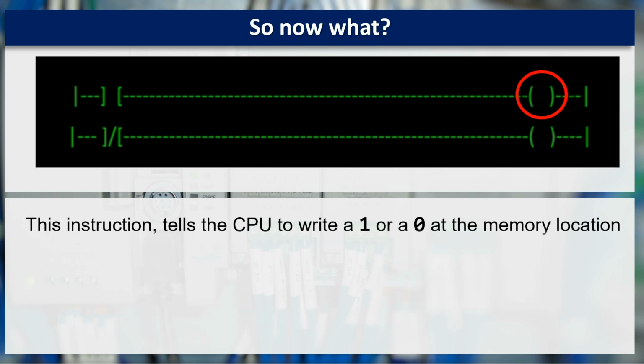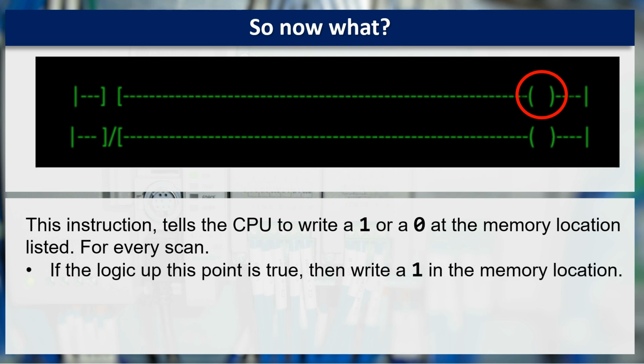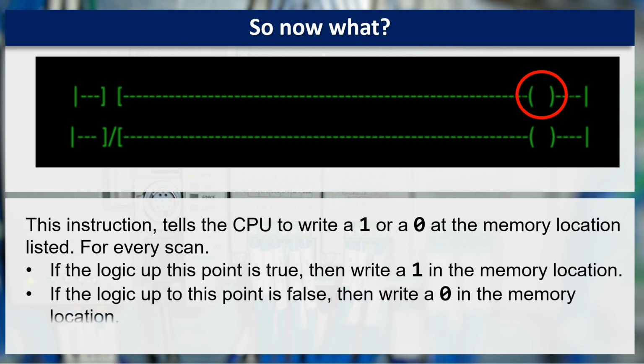This instruction tells the CPU to write a 1 or a 0 at the memory location listed for every scan. If the logic up to this point is true, then write a 1 in the memory location. If the logic up to this point is false, then write a 0 in the memory location.